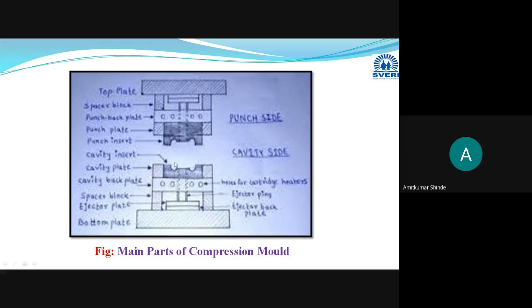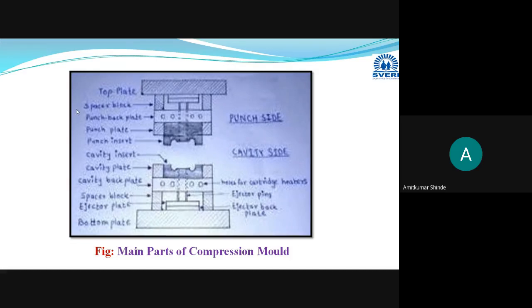Similarly, this is the cavity or cavity insert. This is the cavity plate, and this is the cavity back plate. And whichever circular holes are present here, these holes are provided as the heating system. Then here these are ejector pins. This is the ejector plate, this is the ejector back plate, and this is the bottom plate. So these are the different parts of the compression mold.